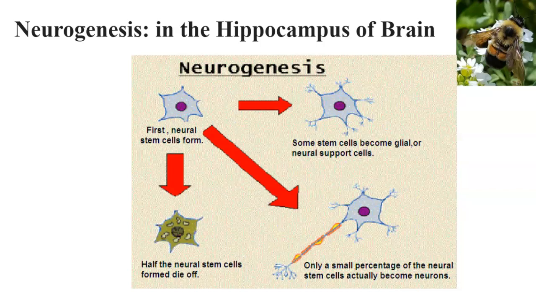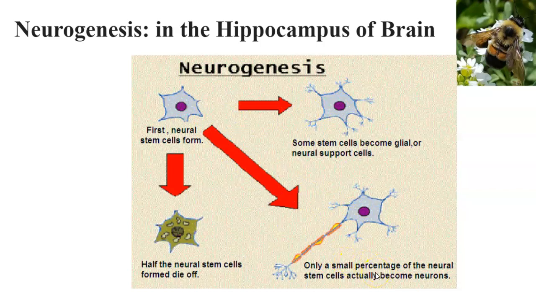Neurogenesis in the hippocampus of brains. So does a rusty patch bumblebee have a hippocampus? No. But they do have this process that happens called neurogenesis, which is the growth of new neurons or nervous system cells. And so they're showing you in this diagram that neurogenesis begins from stem cells within the brain, and they might develop into glial cells, support cells like astrocytes, or they might develop into other neurons, a very small percentage.